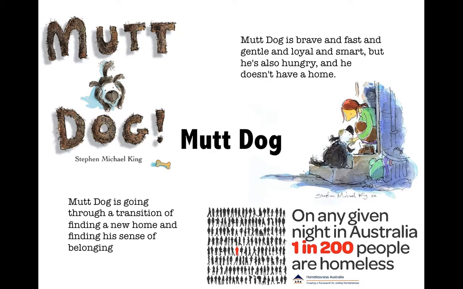Texts shape the understanding of young people and can allow children insight into issues and ideas in society, and Mutt Dog does this through the issue of homelessness. It explores the way in which the main character, Mutt Dog, experiences the transition which accompanies his move into a new phase of life, or his transition out of homelessness. Through the use of visual and literary techniques, we can see that this transition challenges and transforms Mutt Dog, shifting his attitude and providing him with a newfound sense of belonging.